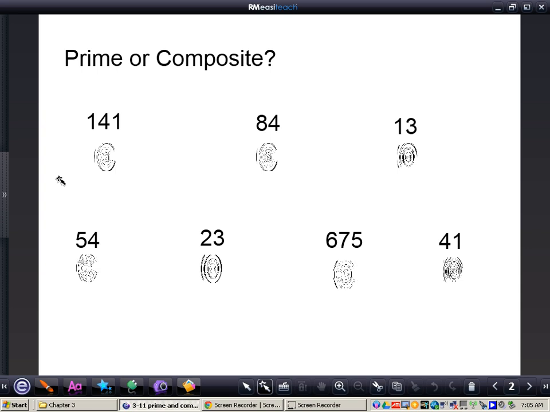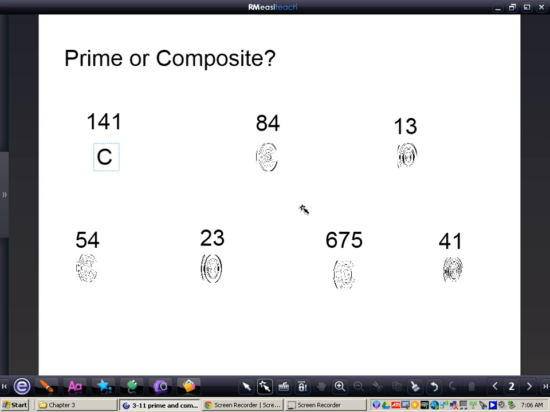Okay, so take a look at 141. Now that's a really odd number to me. However, I don't see it in any of my basic facts. Even 12 times 12 gives me 144. However, I do know the divisibility rule that if the sum of the digits equals a number that's divisible by 3, I know that it's going to be divisible by 3. So for 141, if I add the 1, the 4, and the 1 together, that gives me a 6. So right away, I know that 3 is going to go into it. That means there's going to be more factors than just 1 and 141 for this number. So this would be considered a composite number, 141.